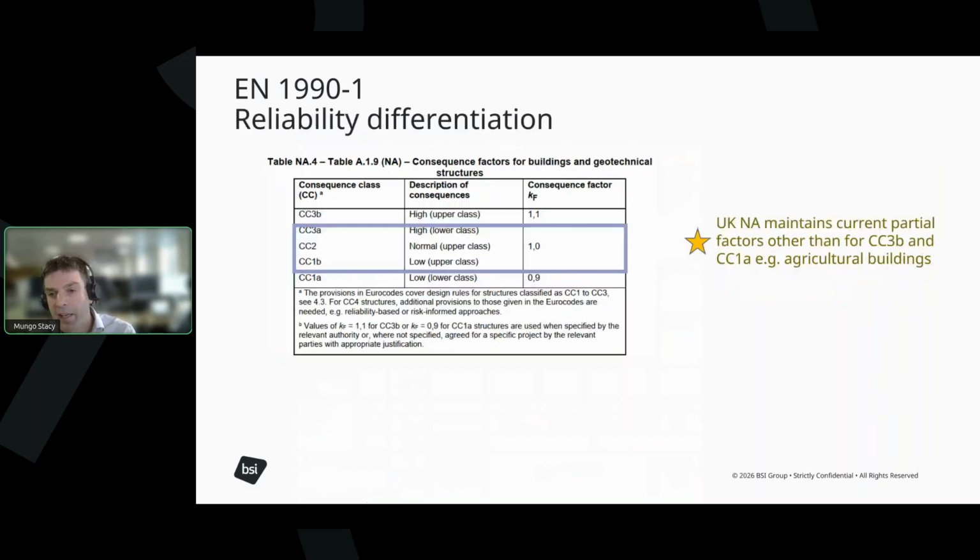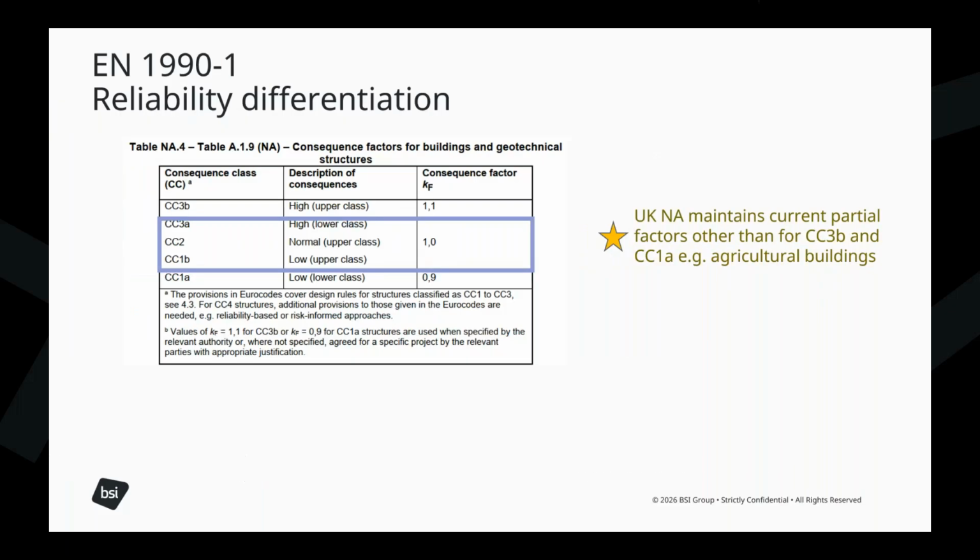That KF is linked to the consequence class, although the default choice in the UK will be that for all structures in [the UK] is to use a unity value. So we're not linking.